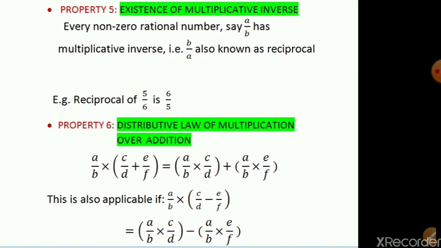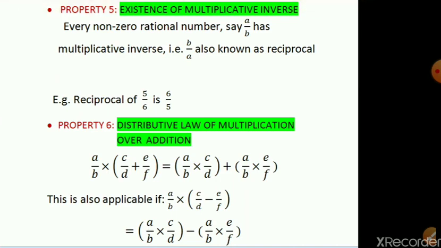Property 5, existence of multiplicative inverse. This is also known as reciprocal. So every non-zero rational number a upon b has a multiplicative inverse, that is b upon a. For example, if I ask you to find out the reciprocal of 5 by 6, it is 6 by 5.